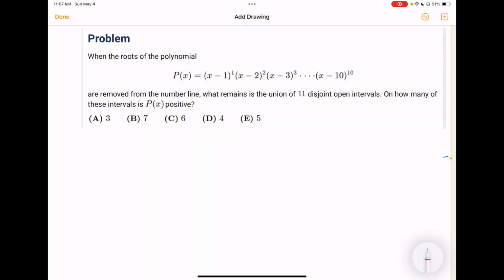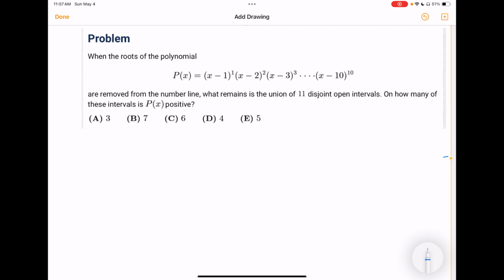The problem states: when the roots of the polynomial p of x is equal to (x minus 1) to the 1st power times (x minus 2) to the 2nd power, all the way to (x minus 10) to the 10th power, are removed from the number line, what remains is the union of 11 disjoint open intervals. On how many of these intervals is p of x positive?